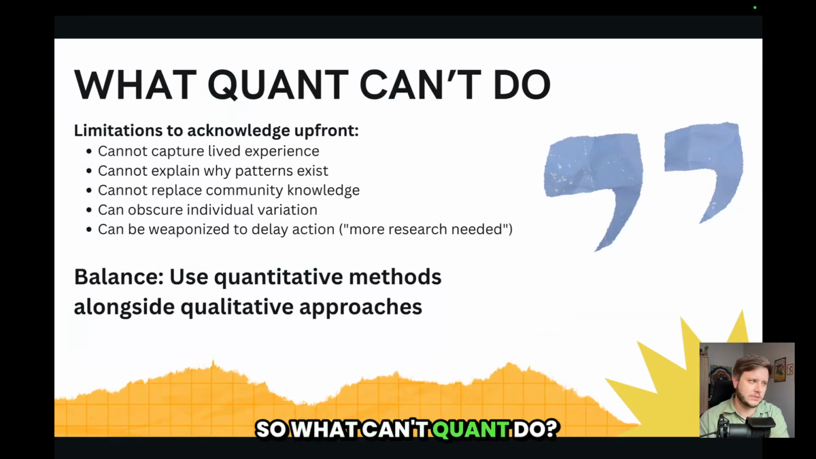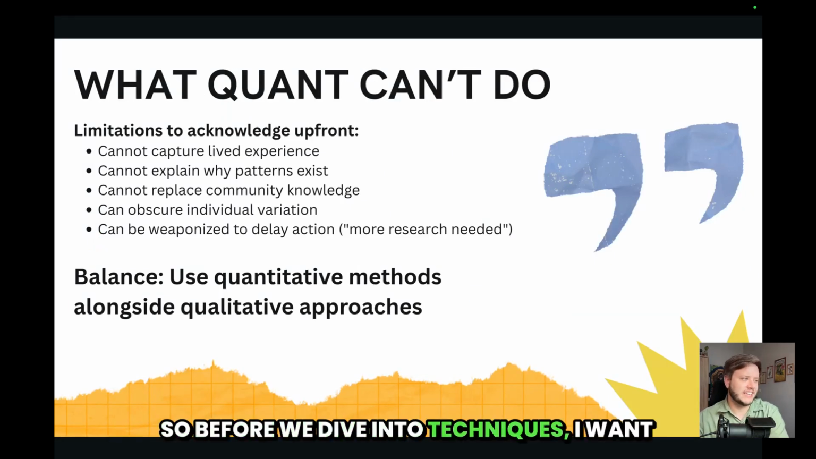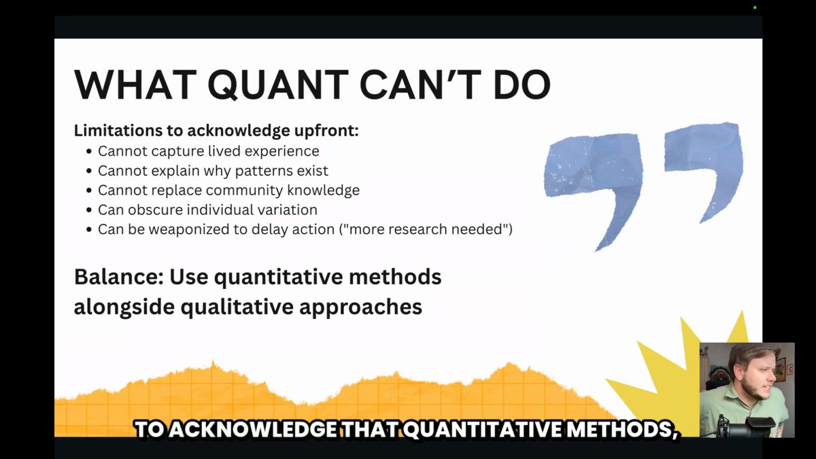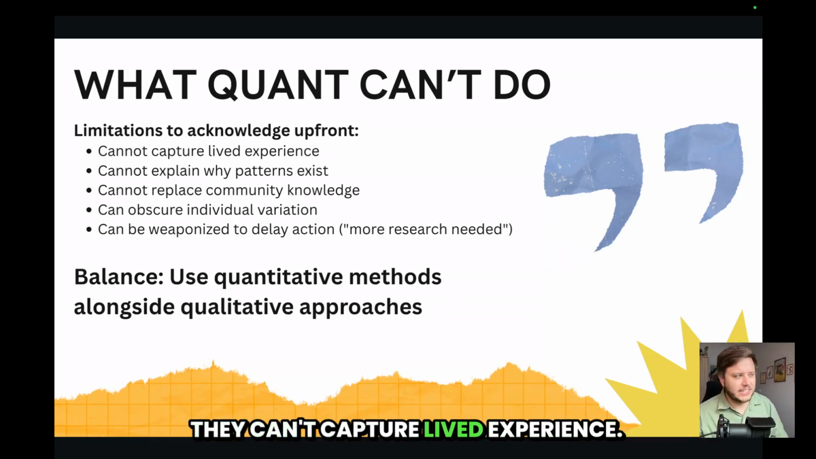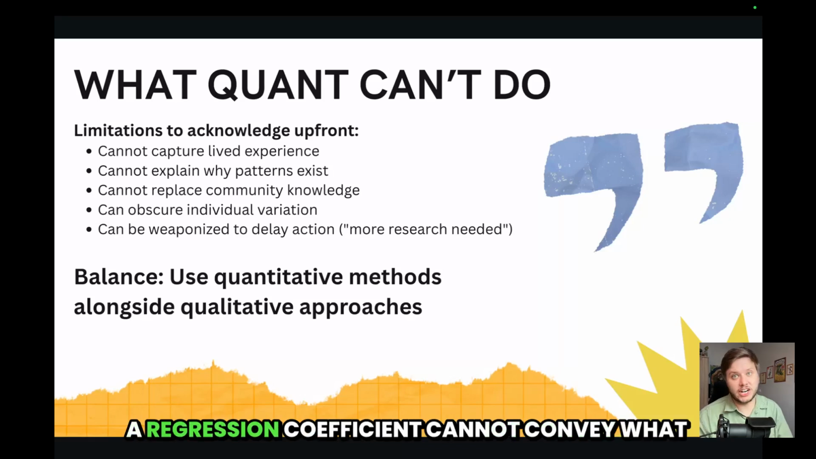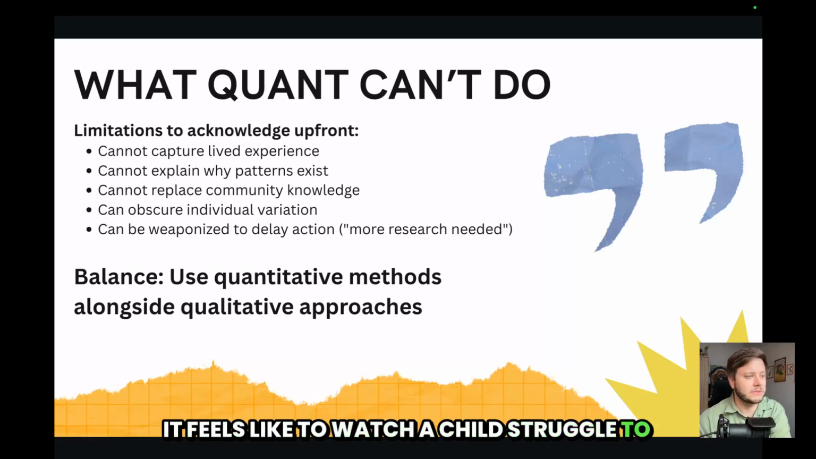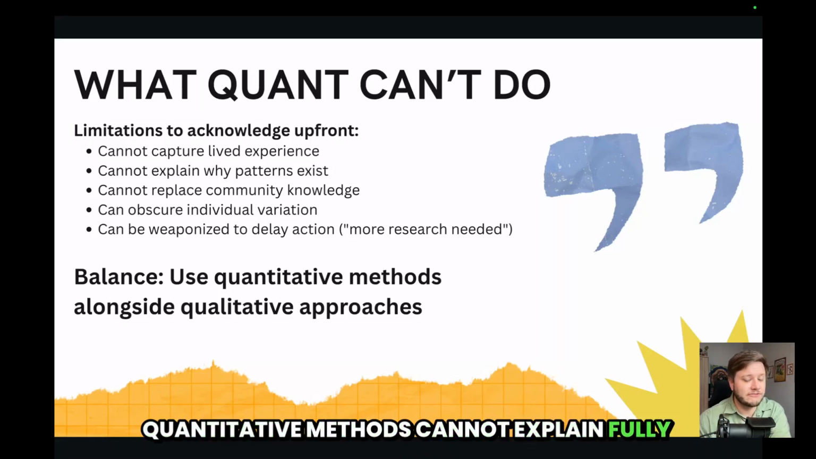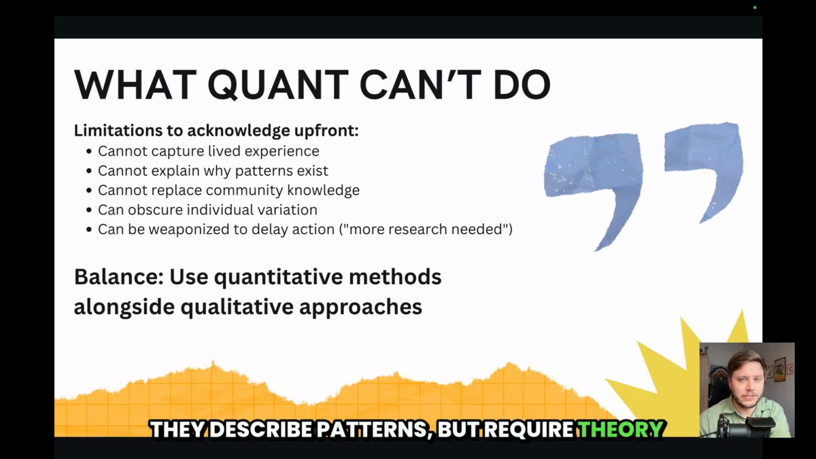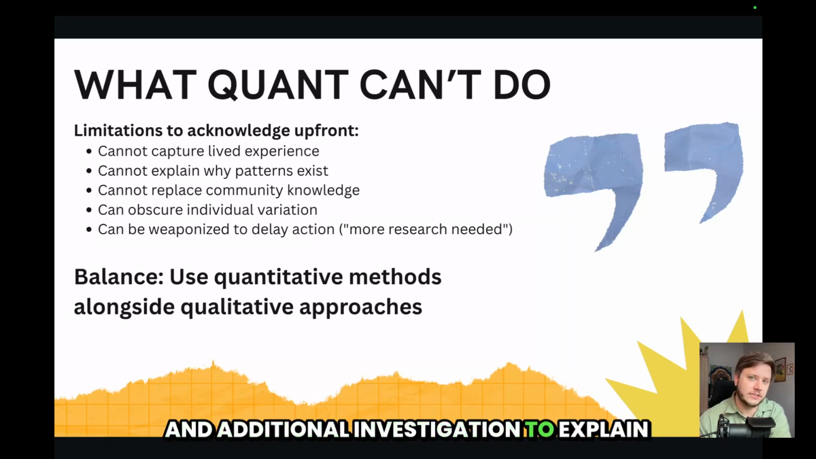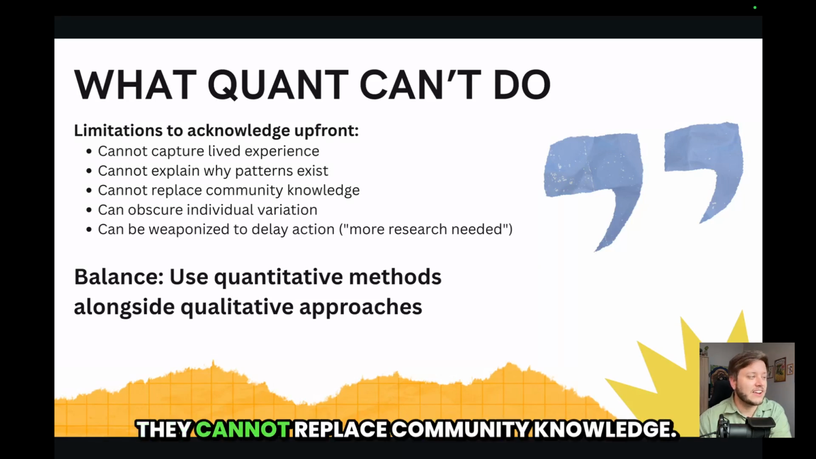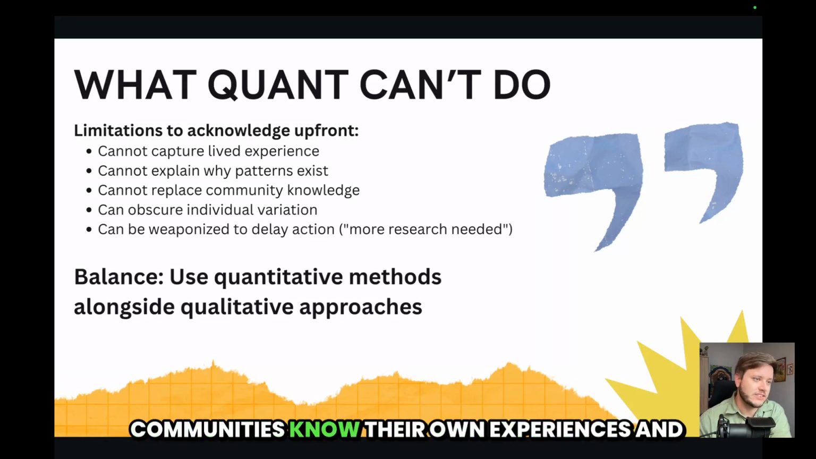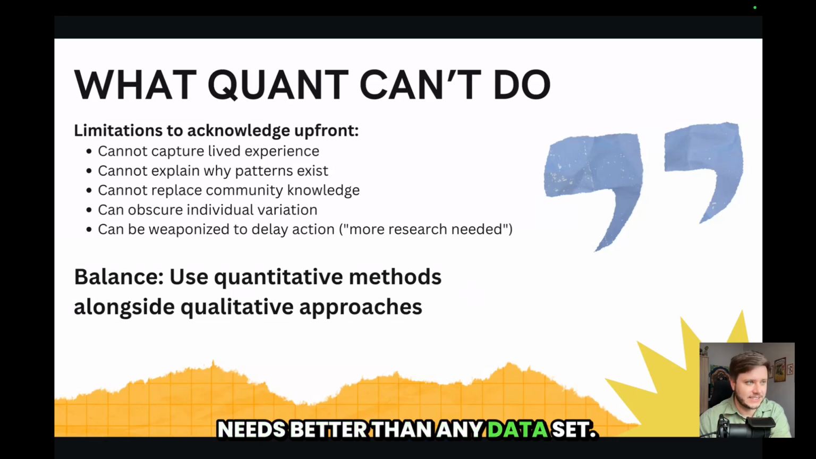So what can't quant do? Before we dive into techniques, I want to acknowledge that quantitative methods can't capture lived experience. Okay. A regression coefficient cannot convey what it feels like to watch a child struggle to breathe because of local pollution. Quantitative methods cannot explain fully why patterns exist, right? They describe patterns, but require theory and additional investigation to explain causation. They cannot replace community knowledge. Communities know their own experiences and needs better than any data set.